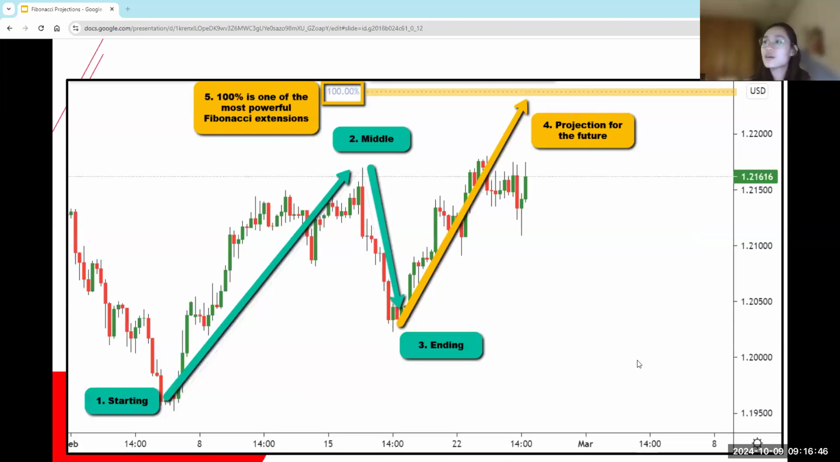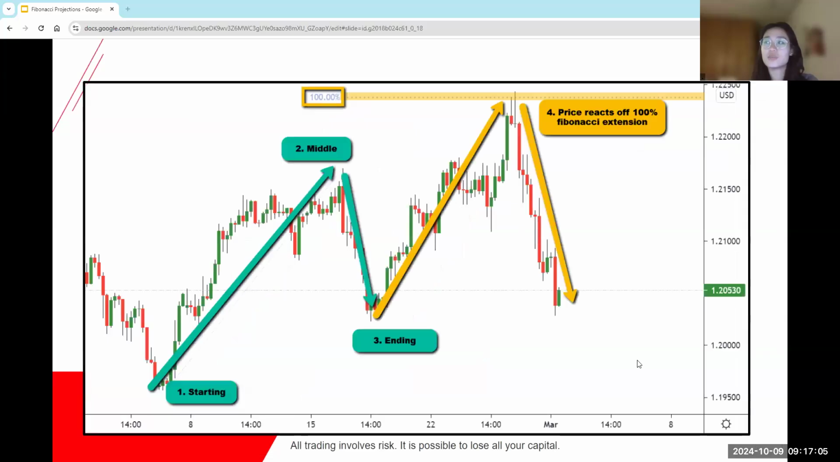Here's another example. You can also see the lightning bolt shapes from the arrows. This time the lightning bolt shape is slightly inverted. And here we are projecting our level to hit that 100% Fibonacci projection. Let's see how this plays out. You can see it continued towards that 100% and then reacted off of it and bounced off.